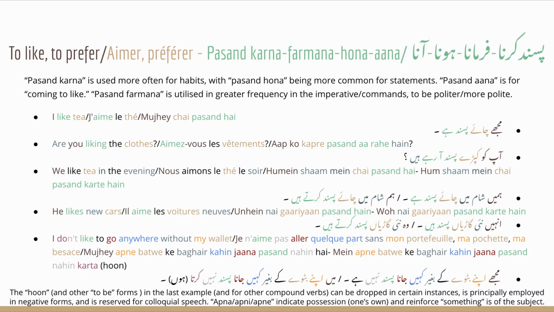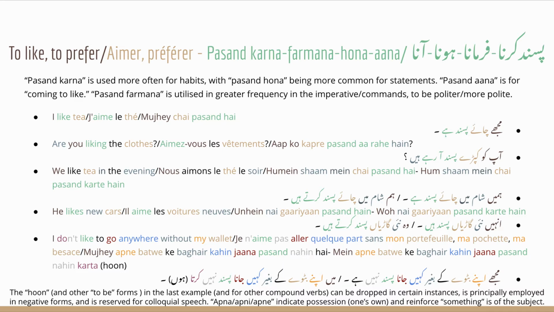And you can see the difference where for pasand hona, you had to use the object pronoun, while for pasand karna, you don't need the object pronouns. Use the regular personal pronouns.